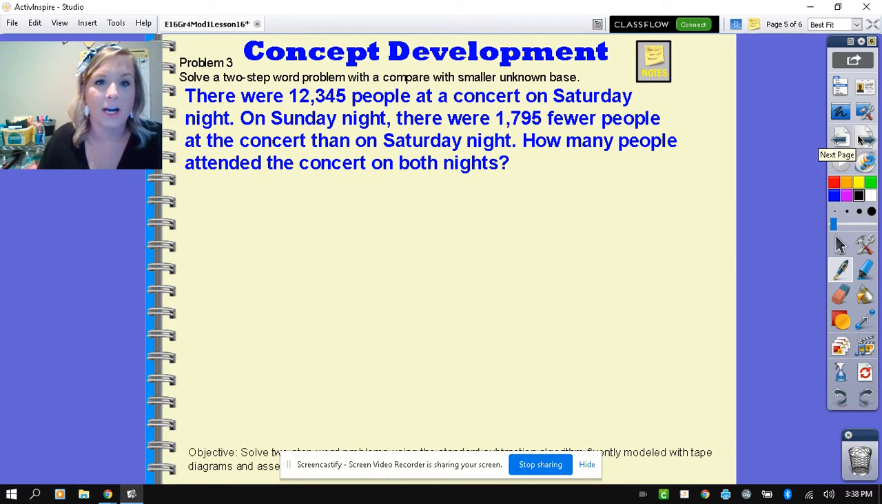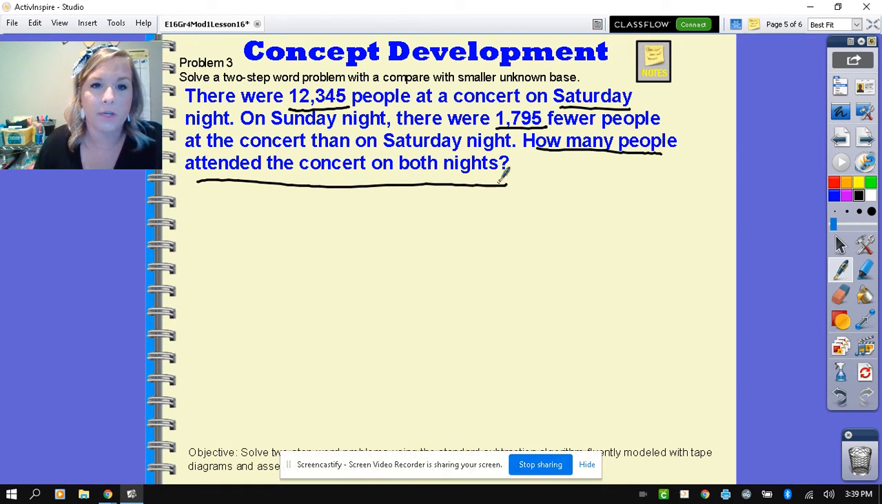And now we're going to come to our last problem for today. So we're going to solve this 2-step word problem through our word problem and write it as a statement and as a tape diagram. I'm not going to show the reasonableness on this problem, but always feel free to round to check your answer. So it says there were 12,345 people at a concert on Saturday night. On Sunday night, there were 1,795 fewer people at the concert than on Saturday night. How many people attended the concert on both nights?